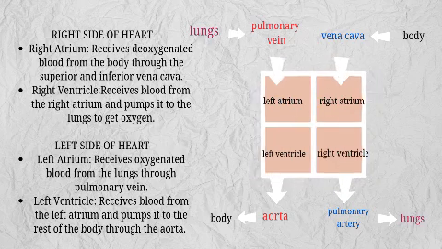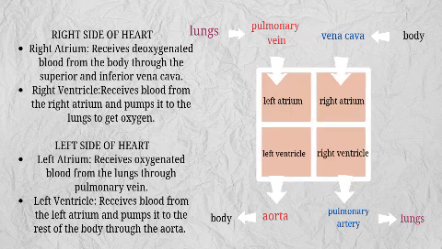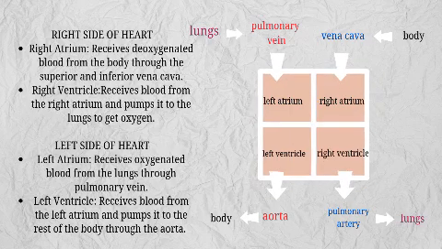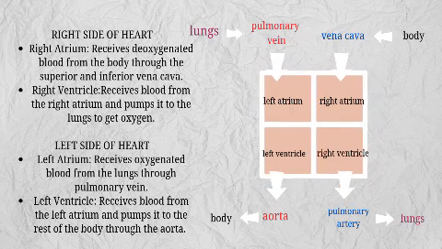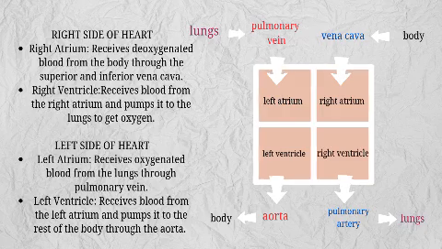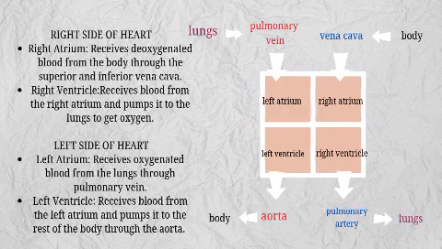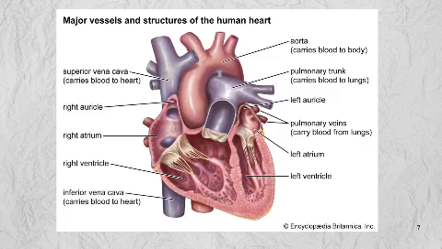The right atrium receives deoxygenated blood from the body through the superior and inferior vena cava. The right ventricle receives blood from the right atrium and pumps it to the lungs. The left atrium receives oxygenated blood from the lungs through the pulmonary vein and pumps it to the left ventricle, which pumps it to the body through the aorta. Check out this detailed diagram.